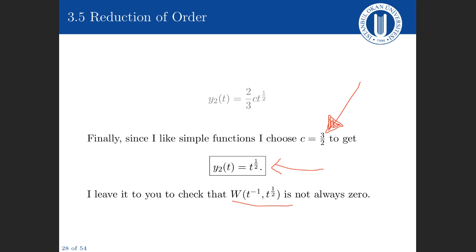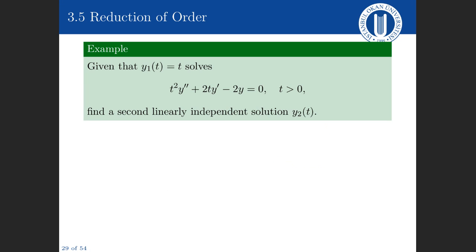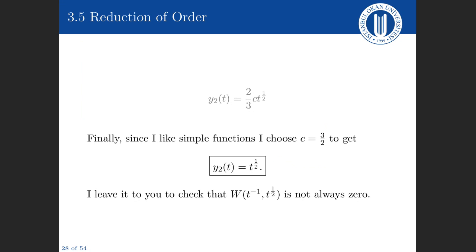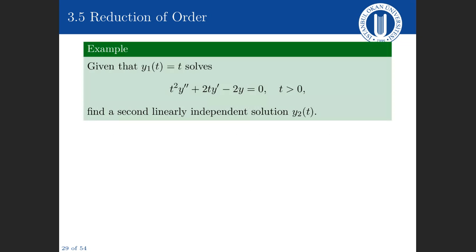I'm going to leave it for you to check that the Wronskian of t to the power of minus 1 and t to the power of a half is not always 0. In other words, I'm going to leave it for you to check that these two functions form a fundamental set of solutions. And that's the answer to this problem. Let's do another one.